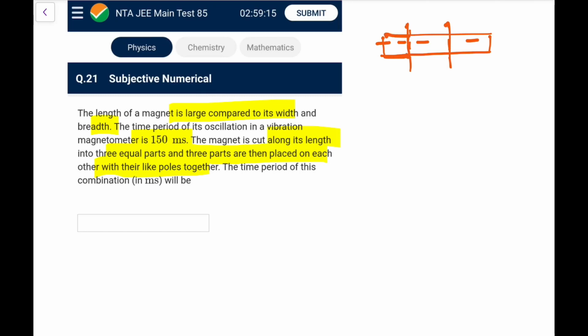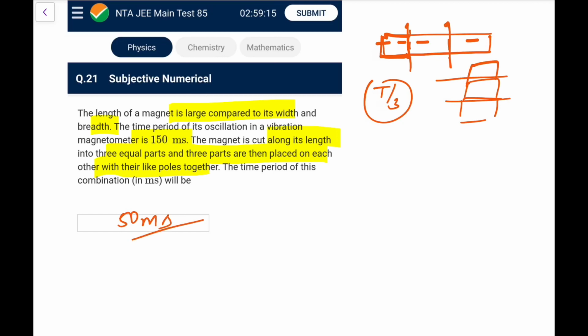So if you cut it into 1 by 3 length, you know the time period becomes T by 3, and if you put it like this, it doesn't matter because even cutting like this doesn't change anything. So the time period would be T by 3 in this case, that is 50 millisecond. If it was cut like this and then placed, then it would be the same one, so no issue. So that means it was cut like that. So each part is 1/3 of the original length, so time period becomes T by 3.